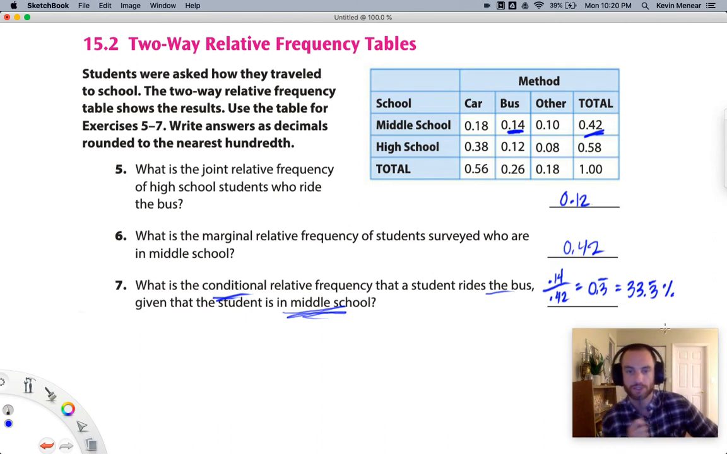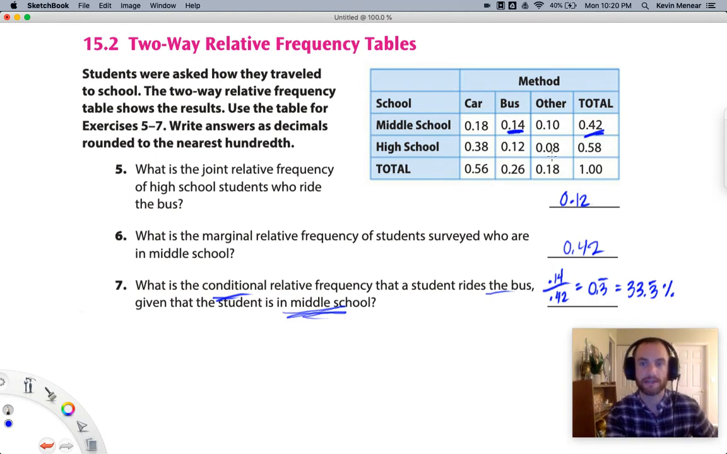Okay, so I don't want to just blast this past you, because usually what we're used to is getting conditional relative frequency when we have just a frequency table. But we have a relative frequency table which shows us the percentages, or the relative frequencies. So the question is, how can we still treat it in the same way, as a frequency table? Well, let me just back up for a second. If this was a frequency table, this would just be numbers, like 14 students rode the bus in middle school, and there were 42 middle schoolers in total, and 100 students in total surveyed.